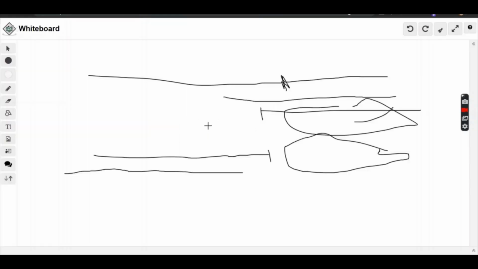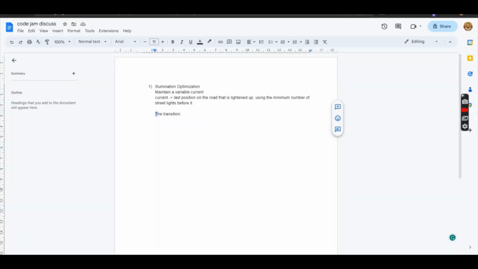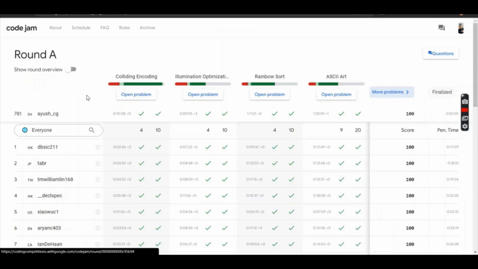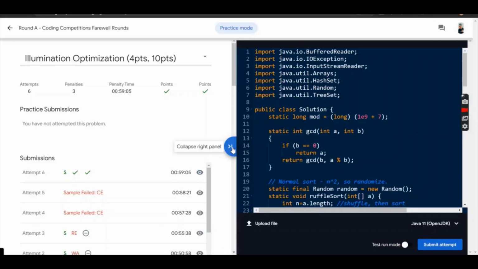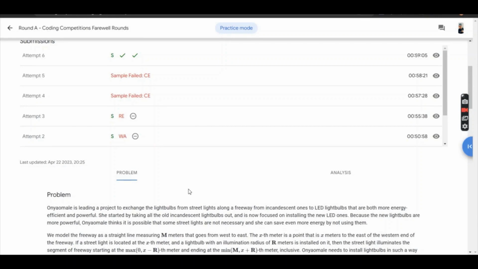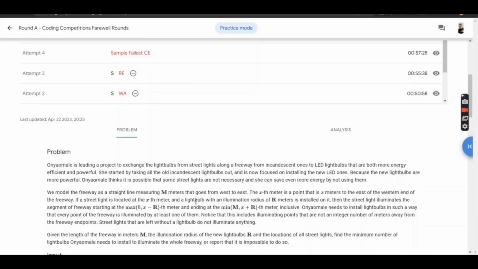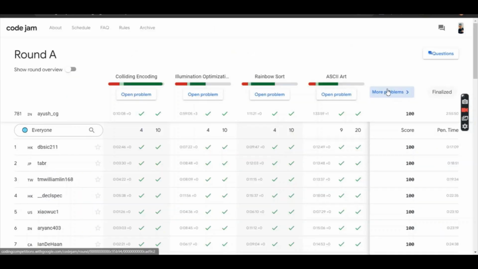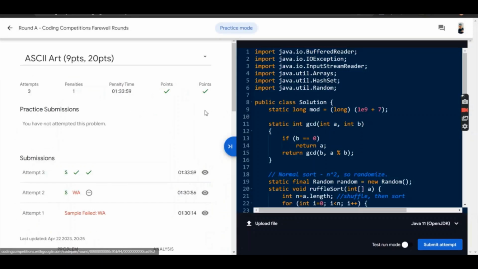That's pretty much it about the second problem. I wouldn't say it is very difficult, but it took me a while to solve it. I don't know why, but it was a decent problem. Let's move on to the next problem.